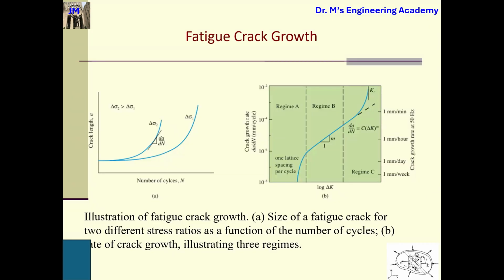DADN. You can see this one is almost a straight line, right? It's a straight line. So this equation comes from here to here. So this is called the Paris law. Paris law tells you how the crack length increases as the number of cycles goes.